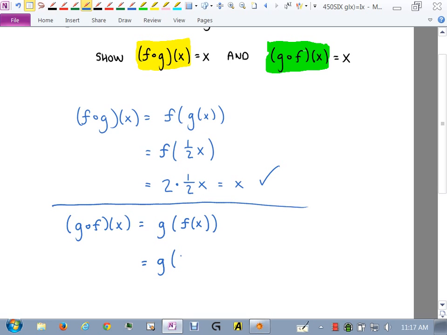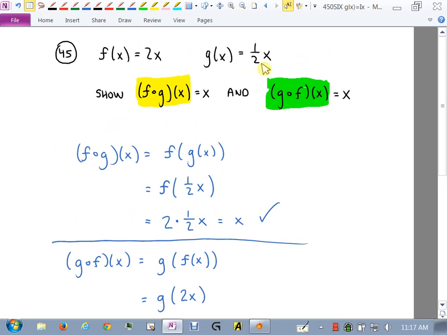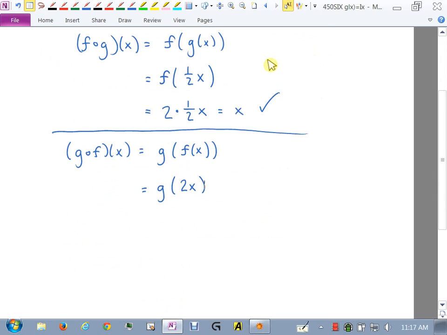What's f? 2x. And now I'm going to go to the g function. I'm going to replace this x right here with 2x instead. So it'll become 1/2 times 2x. And then half of 2 is 1 again. You just get x, and that's the same thing. And you'd be done at this point.